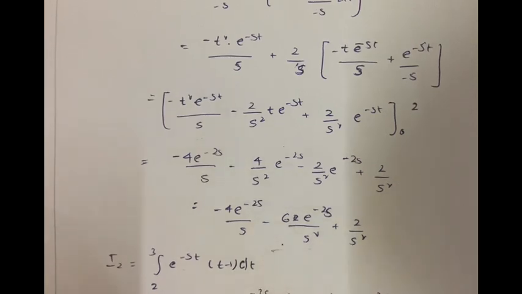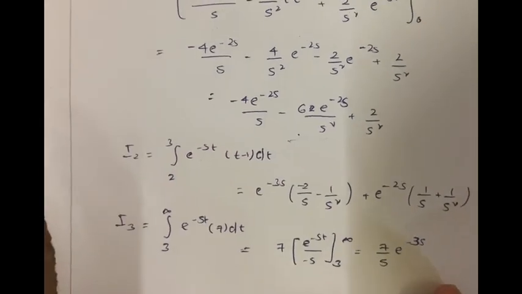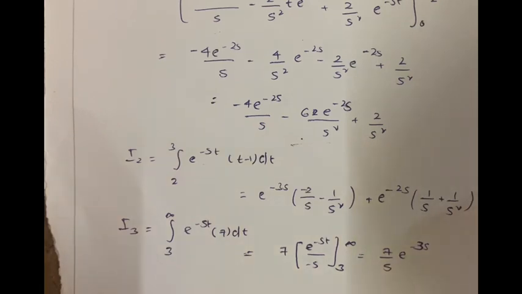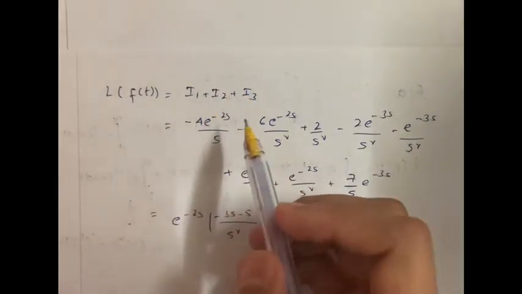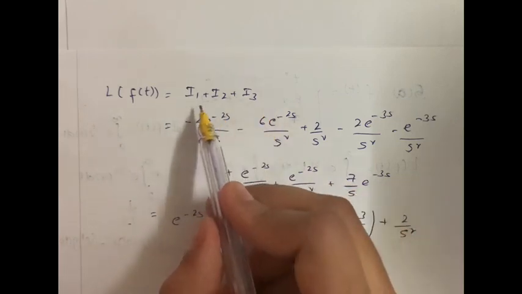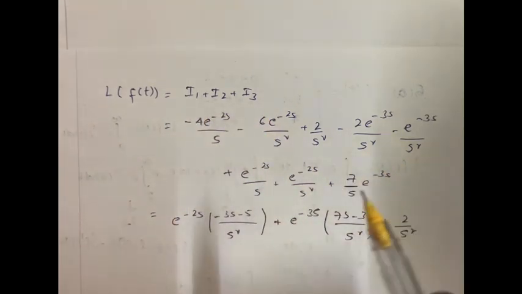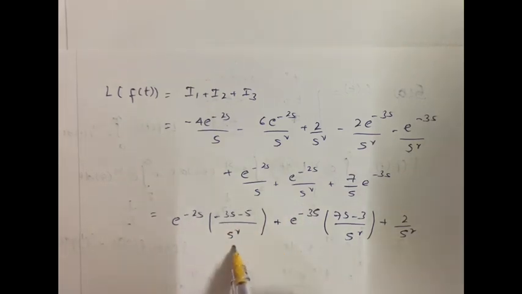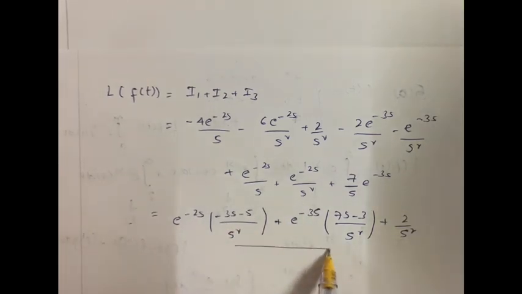Similarly for I2 and I3, we'll find the integration values. After finding, L of f of t is given by I1 plus I2 plus I3. So let's substitute I1, I2, I3 values. After simplification, we'll get the Laplace transform of f of t as this. This problem can also be solved using the step function.